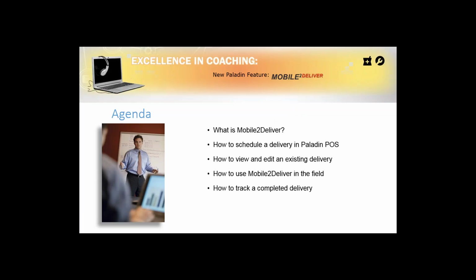Okay, let's go ahead and get started. So today's agenda, I want to talk about what is Mobile2Deliver. I want to review the steps and how to schedule a delivery in the Paladin Point of Sale application, right when you're ringing up a customer. I want to talk about how to view and edit an existing delivery. If a customer comes in and needs to cancel that delivery, how do we do that, and what does that look like? Then I want to leave Paladin for a minute and go over to Mobile2Deliver in the field, on the tablet, on your computer, any web-enabled device. What does that look like and how does that function? And then back in Paladin, I want to wrap up by showing you what a completed delivery looks like and how the tracking works there.